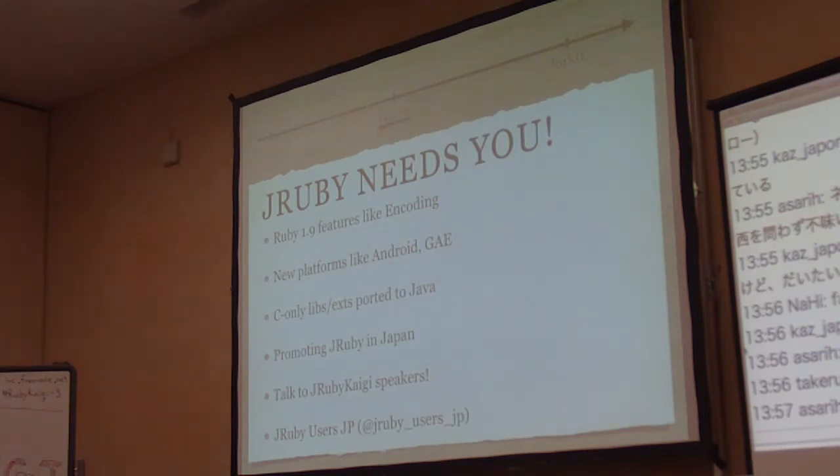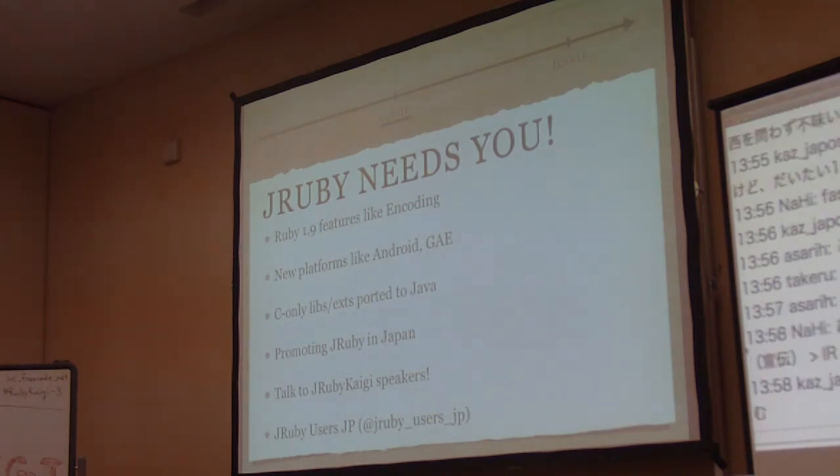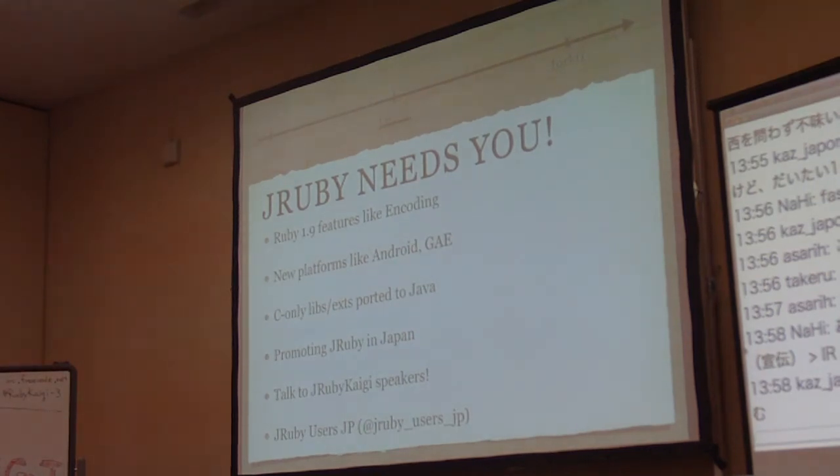So finally, we need help from all of you. We need the Japanese JRuby community to help JRuby with features from 1.9, like encoding support, help us with that. New platforms, help us make Rubato better, help us make Google App Engine support better. C libraries that we need to port to Java, that would be a big help. Lots of things you can do to make JRuby better. JRuby is a contributor-driven project, so we need you all to help us. And don't forget the JRuby users group, JRuby users JP. If you want to meet up with other Japanese JRuby users, that would be awesome.